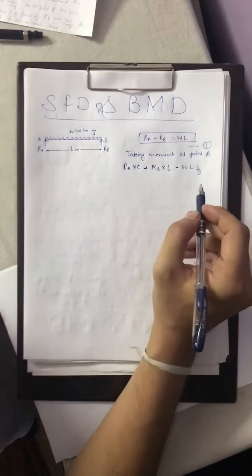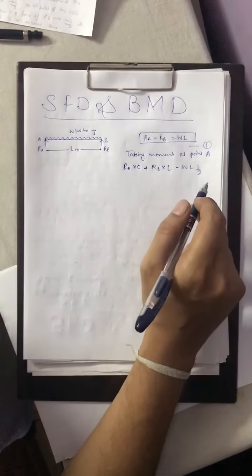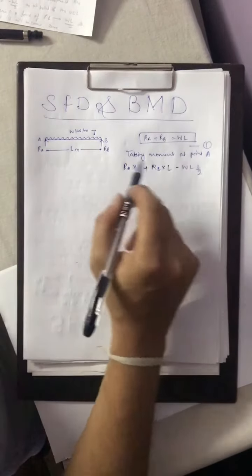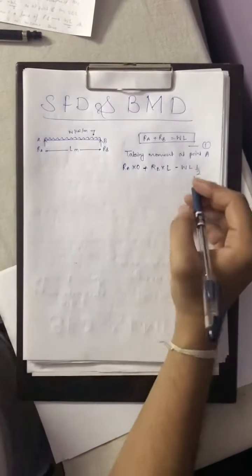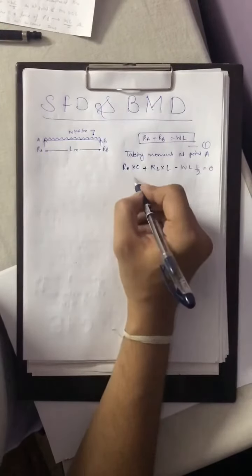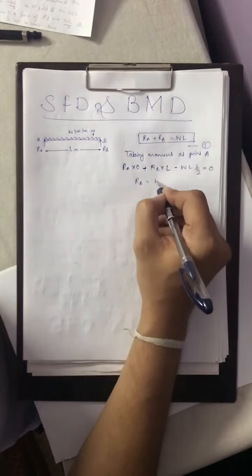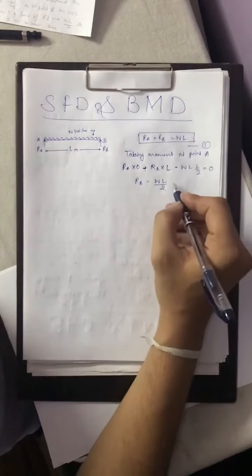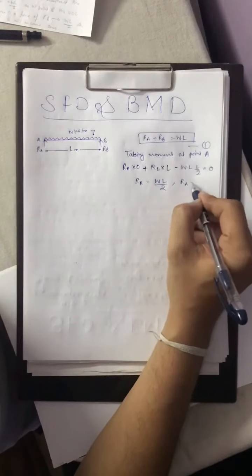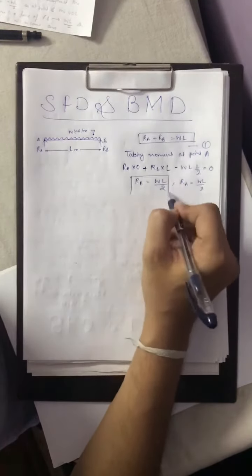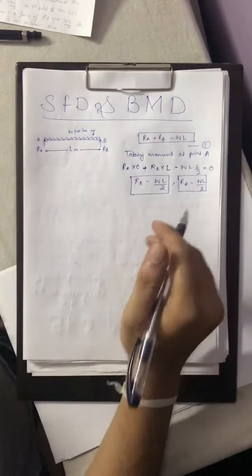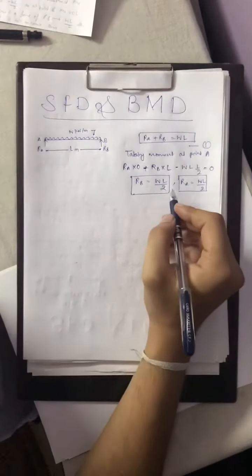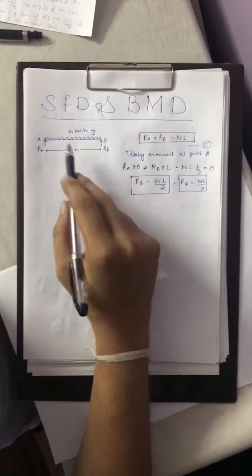Here we are taking WL as the load and L by 2 as the perpendicular distance from the point where the moment is acting. In the case of UDL, we take that distance from the center of the UDL to the point where the moment is acting. So here it is equal to 0, and from this equation we get the value of RB is equal to WL by 2. Similarly, RA is equal to WL by 2, because the beam is symmetrical, and I have already explained the mechanism of symmetry in beams in my previous video. So now we have the values of all the forces acting on the beam.